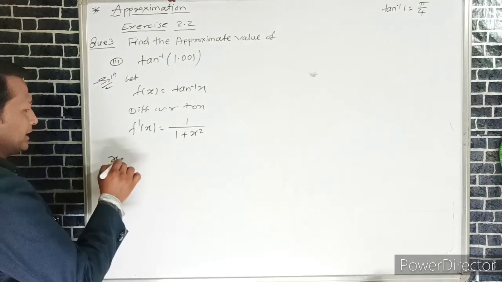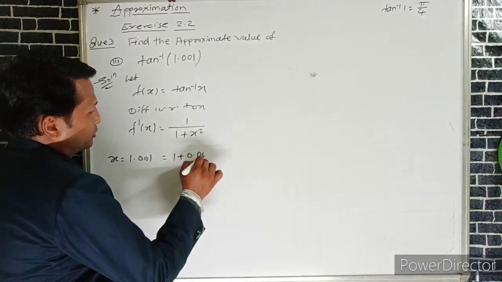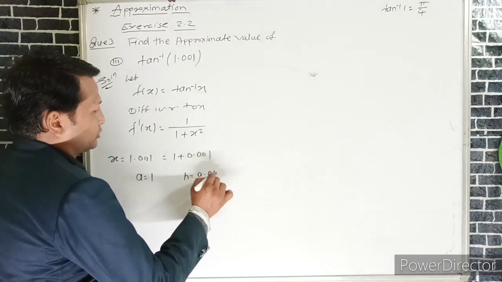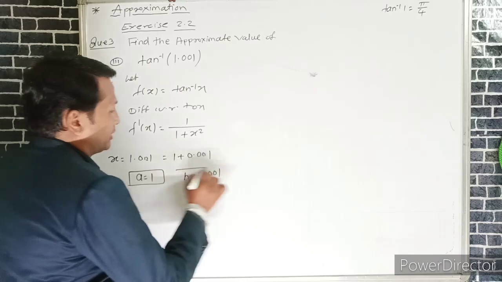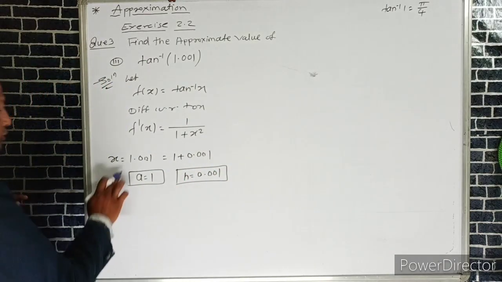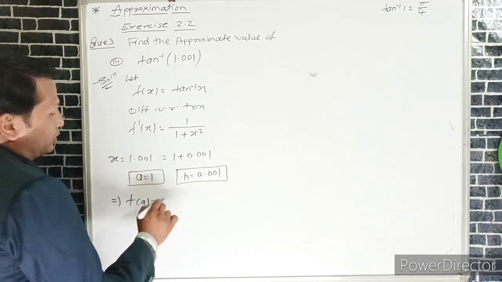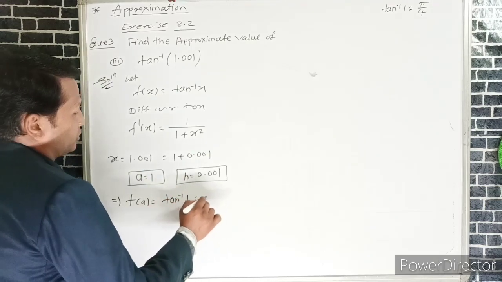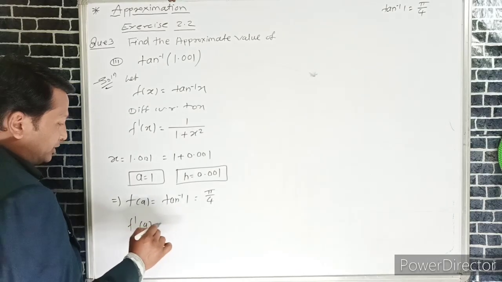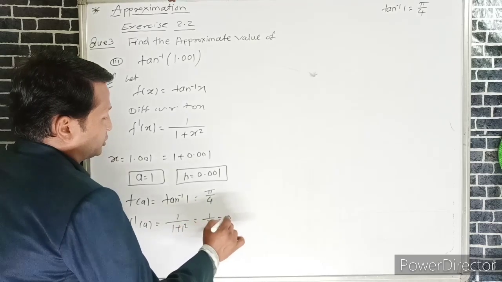So here x is 1.001, means 1 plus 0.001. Here a is 1 and h is 0.001. So here we get the value of f of a when a is equal to 1, which is tan inverse 1 equal to pi by 4, and the value of f dash of a is 1 upon 1 plus 1 square, which is equal to 1 by 2, which is 0.5.